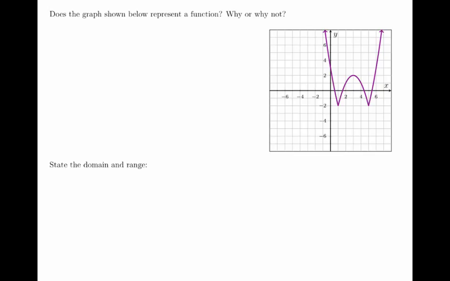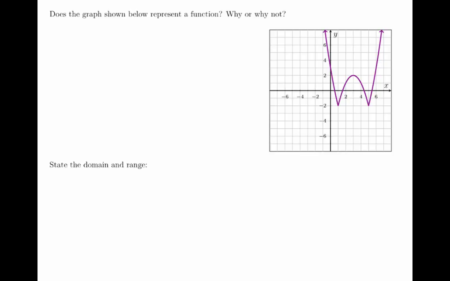In this video, we're going to determine if a relation shown in graphical form represents a function. To do so, we'll use a visual test known as the vertical line test. So let's get started. We have a graph that's shown, and it looks a little bit like a parabola, but it's more of a W shape.